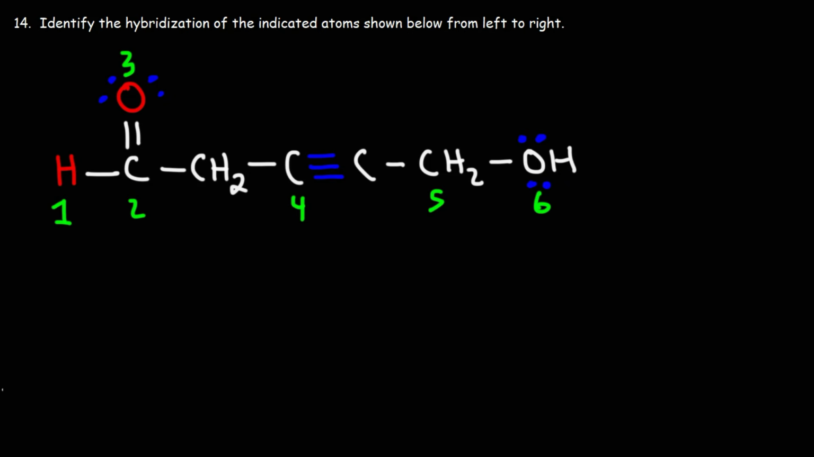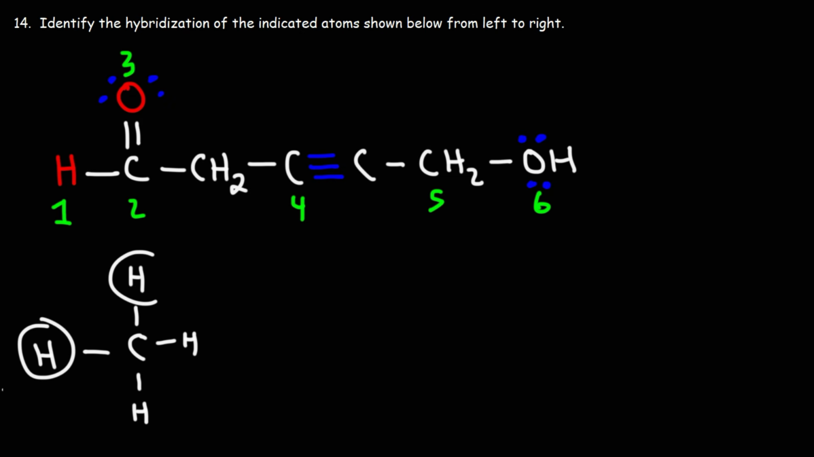Number 14. Identify the hybridization of the indicated atoms shown below from left to right. So what is the hybridization of hydrogen? Now hydrogen is unique. That technique that I showed you doesn't really work, so I'm going to show you another one. Let's say if you have methane. Methane has 4 groups around it. 1, 2, 3, 4. The hybridization is going to be S1P3. If you add 1 and 3, you get 4.